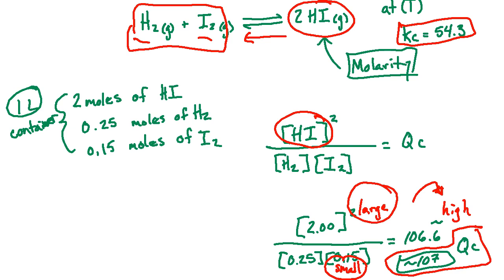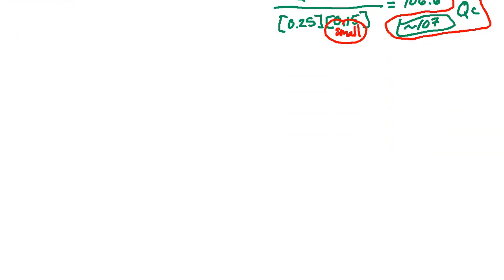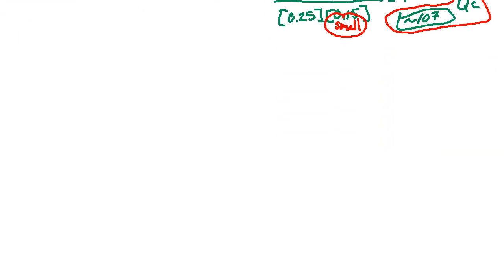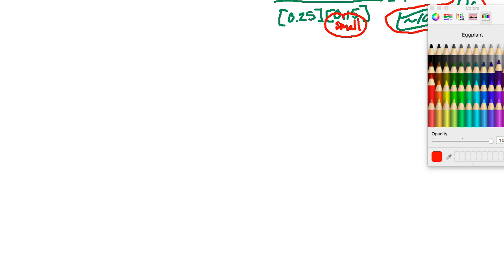Okay, I can take at any point the concentrations and find what Qc is. If I know Qc, I can compare it logically to Kc, and then I can determine whether I'm at equilibrium or I need to shift one direction or the other to establish that. So let's make ourselves a nice little reminder down here in relation to that.